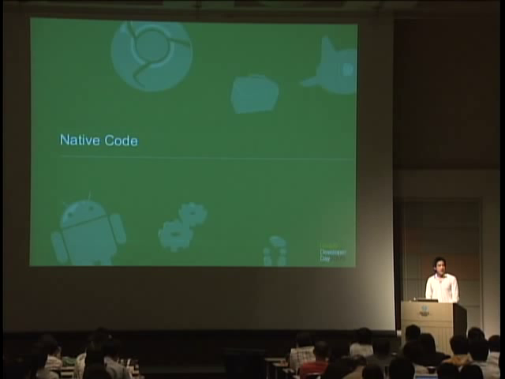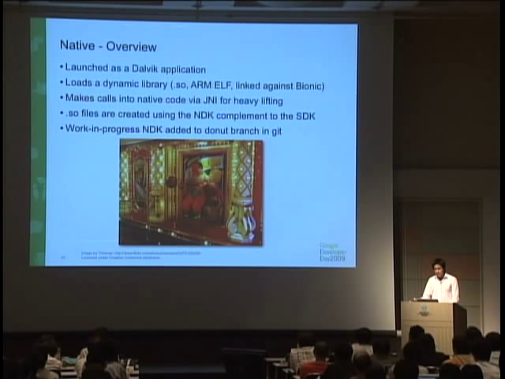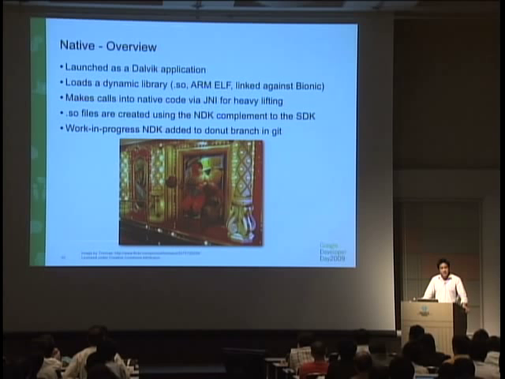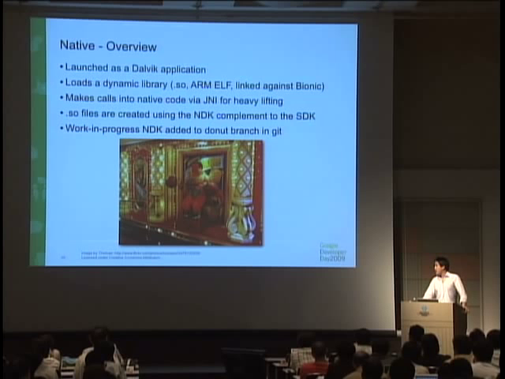Let's talk a little bit about native code. Native code on Android is launched as a Dalvik application. You can include a native or a dynamic library in your Dalvik-based app. And what your code running in Dalvik will do is call to your native code using JNI to do the heavy lifting. So these shared object files are created using something called the NDK, or the Native Development Kit, which is underway and being developed, but not quite available yet for you as developers. But it is something that's available in the open source branch if you'd like to get an early look at what we're planning.